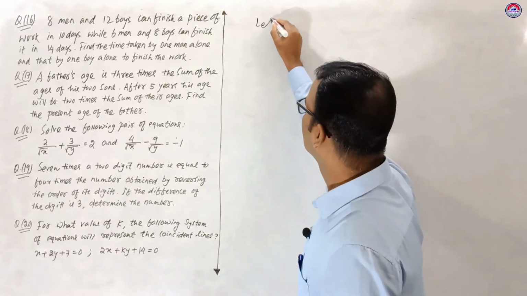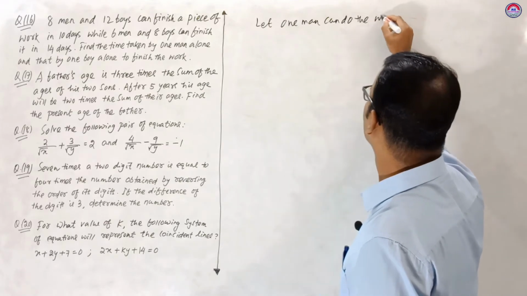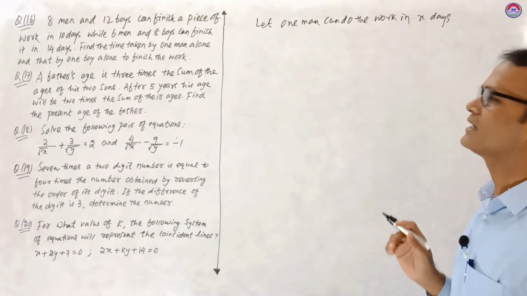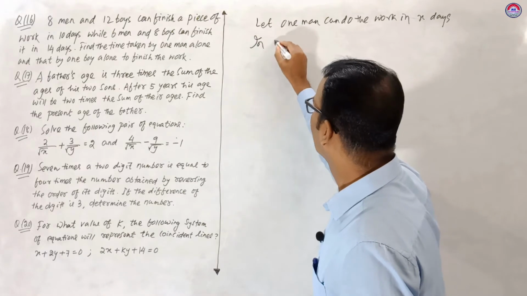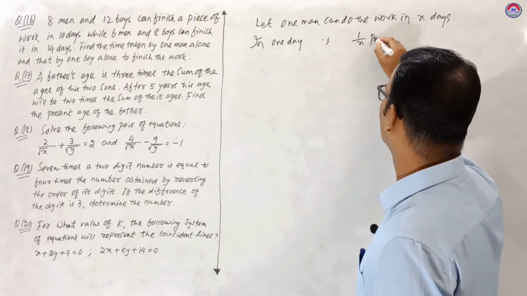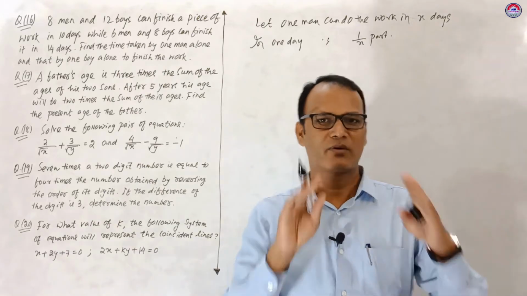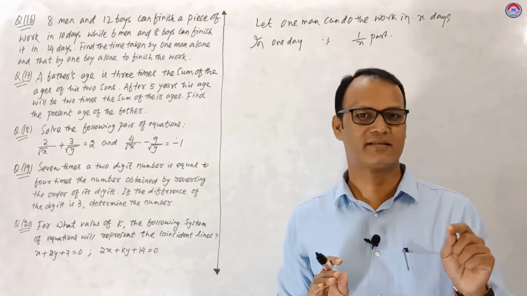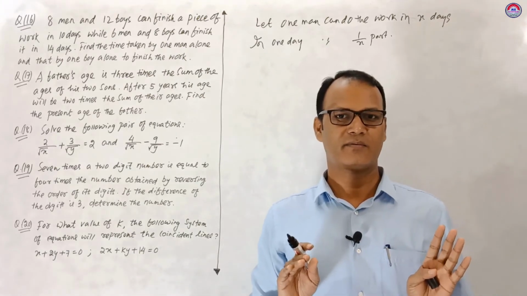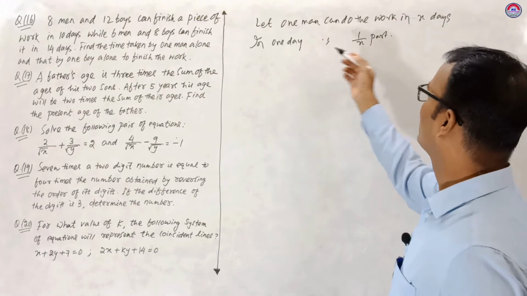Let one man do the work in X days. If one man can do the work in X days, in one day he will do 1 by X part of the work. Suppose, if we want to color this house and I take 10 days, in one day I will do 1 by 10 part of the room coloring. Similarly, one man can do it in X days, so in one day, 1 by X part.